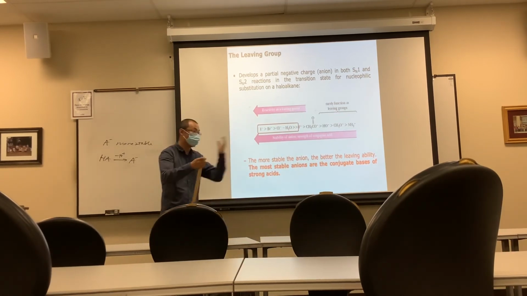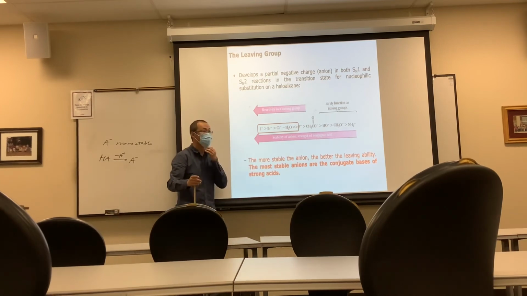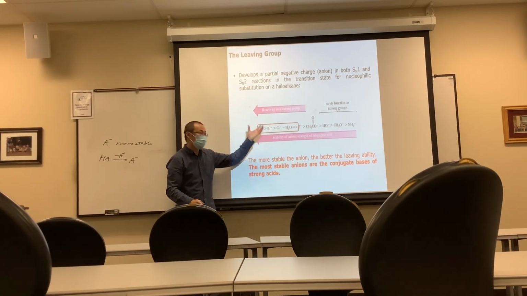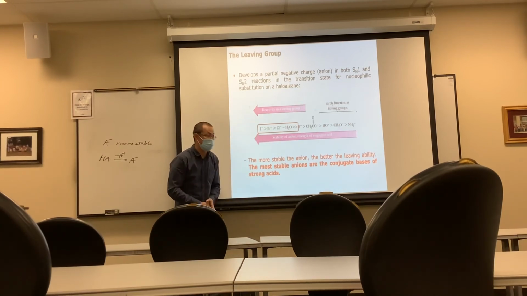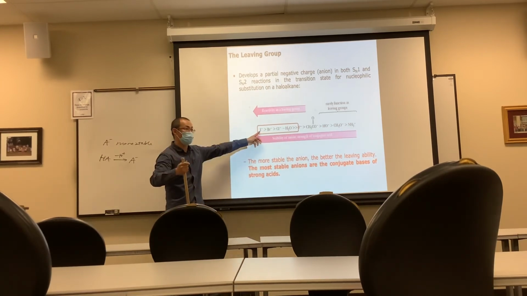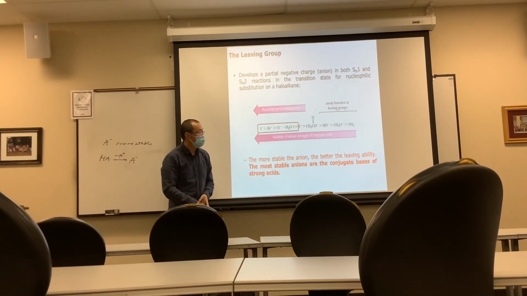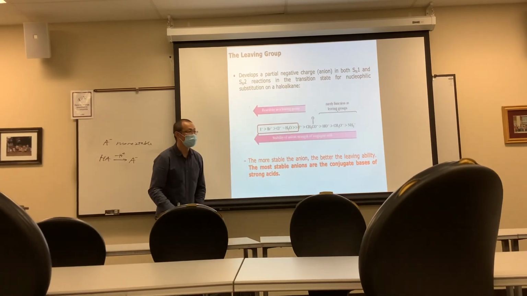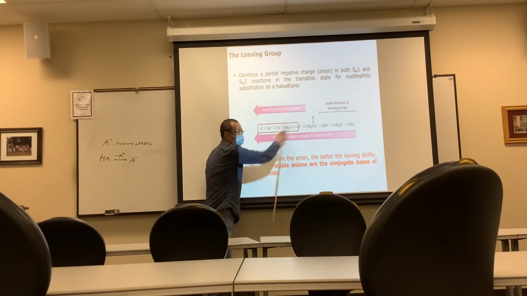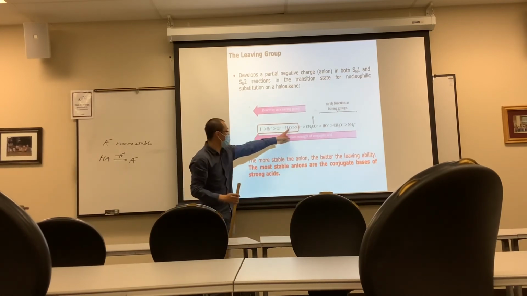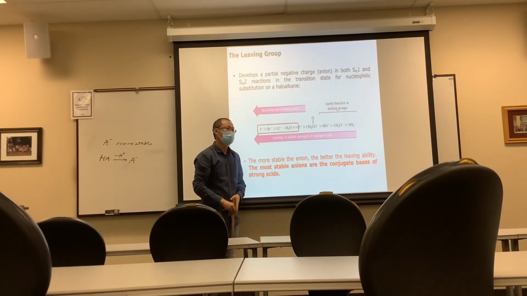Of course, we're not talking about one factor, we're talking about a lot of factors, and this is one of them. A good leaving group means the conjugate base of a strong acid. Stronger acid, weaker the base. Weaker the base, better the leaving group, because the negative charge is more stable. And these are the best leaving groups. These three, and what about water?